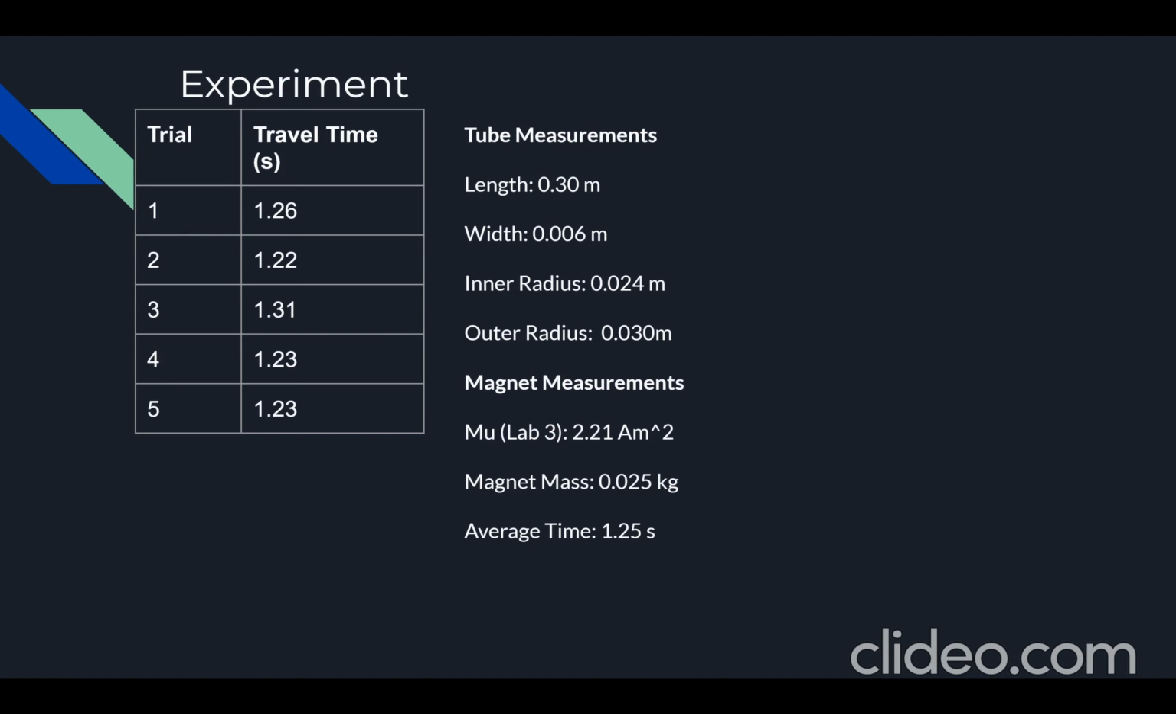So this is the table of data, and here are the measurements from the tube, and also you see at the bottom we used our mu value calculated in lab 3. We'll talk about that later. And then the average time that was calculated was 1.25 seconds based on the data in the table.